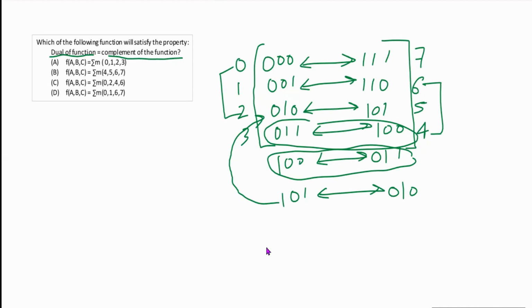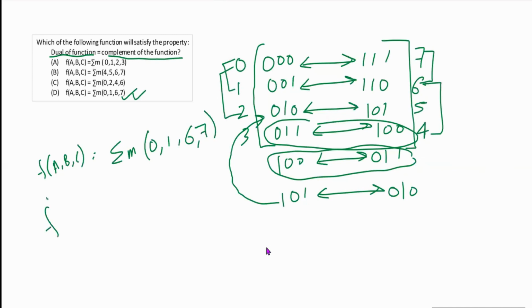And the last option is 0 1 6 7. Okay, so 0 1 6 7, they are on the opposite side, so directly from here I can say that this is the answer. Or you can do it in another way also: you have a function of A B C, which is a summation of min terms. I am taking this option because I know that this option is correct from these calculations. So my option is 0 1 6 7.